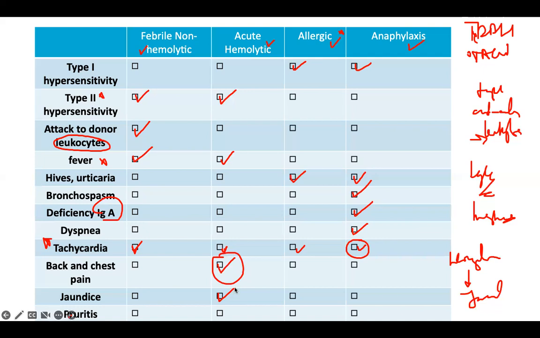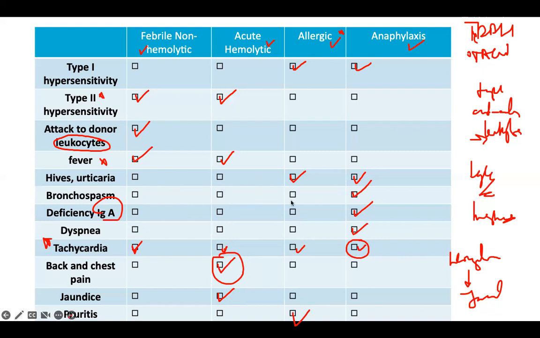And itchiness, pruritus, what do you think? More common, that means you're having some allergic reaction to the blood. So this is very common with that. Like you say, anaphylactic is a severe form of allergy, and acute hemolytic is a severe form of febrile illness. But you have to be able to distinguish between them when you see them.